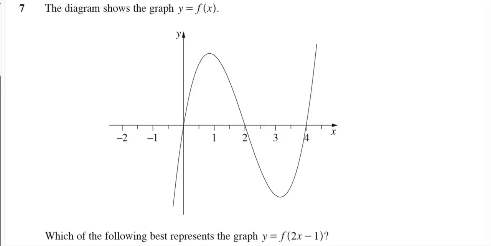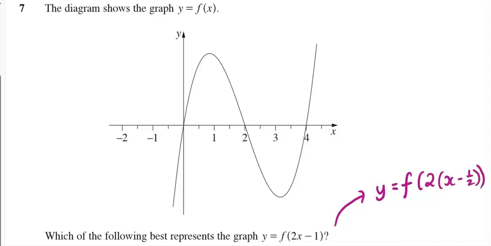Question 7. The diagram shows the graph y equals f of x. Which of the following best represents the graph y equals f of 2x minus 1? Pause here to try yourself. Okay, so first of all, I need to reimagine that function by factorising out that 2. So y is f of 2 outside of x minus a half.